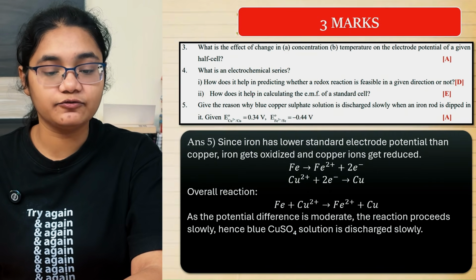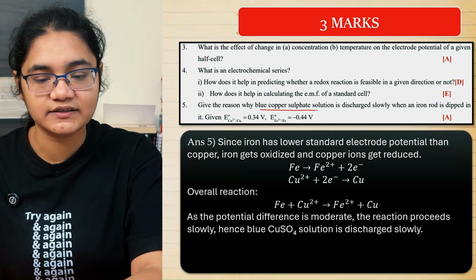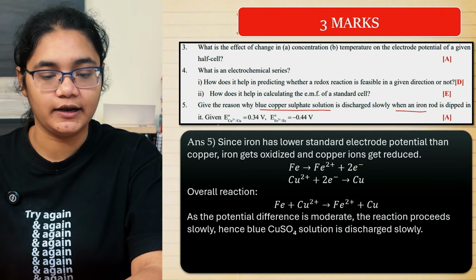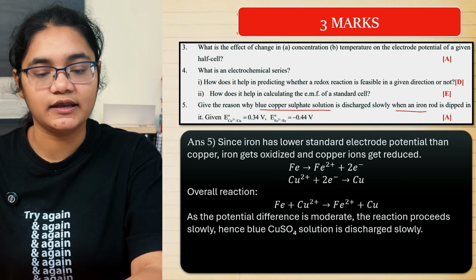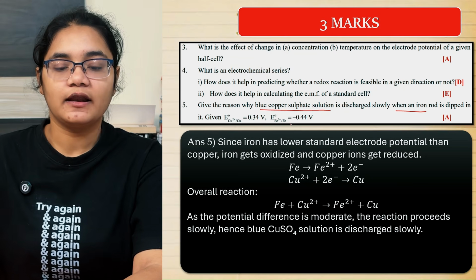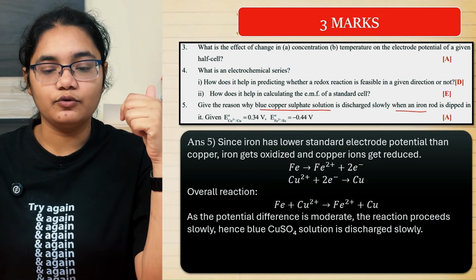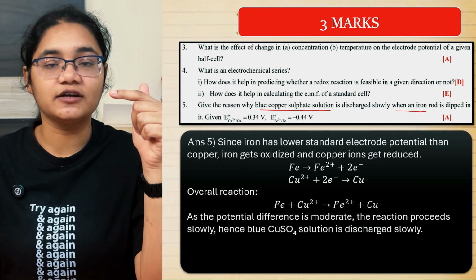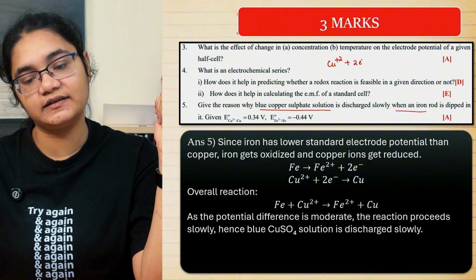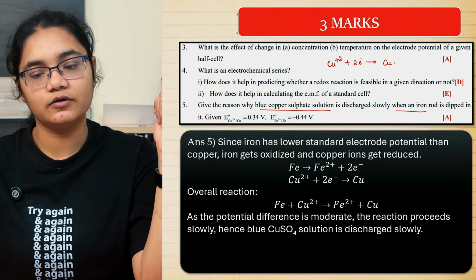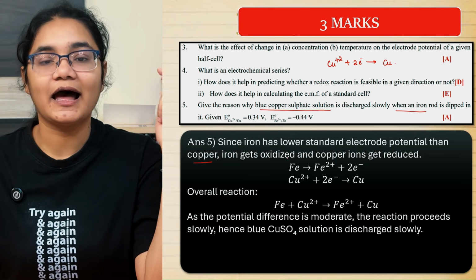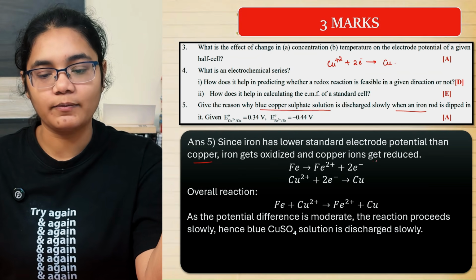Okay, next is the fifth one. Give the reason why blue copper sulfate solution is discharged slowly when an iron rod is dipped in it. E naught of copper is given, and E naught of Fe2+/Fe is given. Now see, the question is saying that blue copper sulfate solution is discharged slowly. It means Cu2+ is discharged, gaining electrons to get Cu. Since iron has a lower reduction potential than copper, iron gets oxidized, and copper ions get reduced.